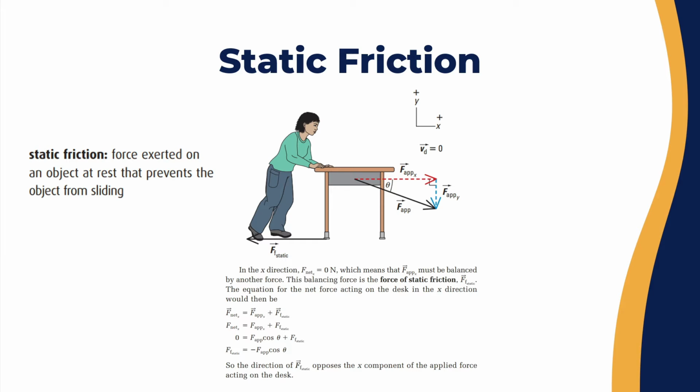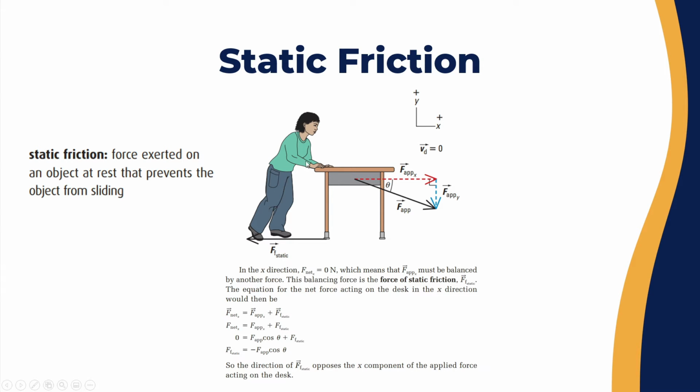To explain the concept of static friction, we have here a table and a person trying to push this table, and we have the Cartesian system as our standard coordinates. To the right is positive, going up is positive as well. The displacement and velocity are 0 in this case.